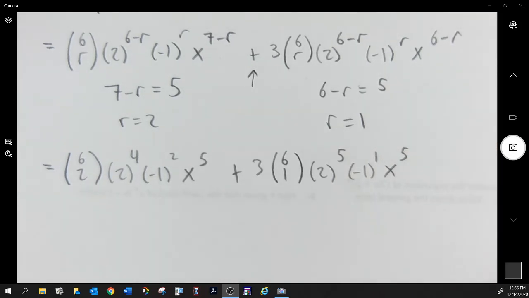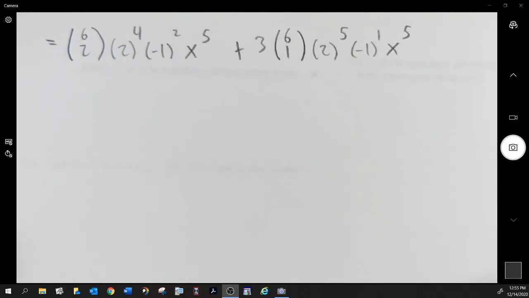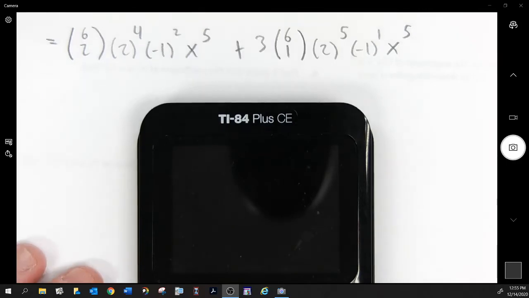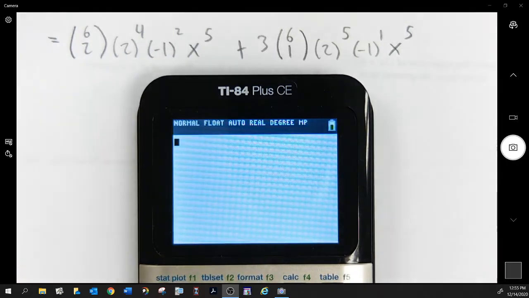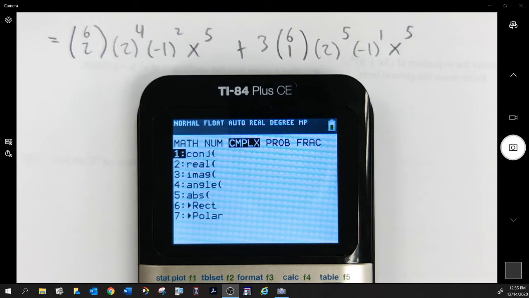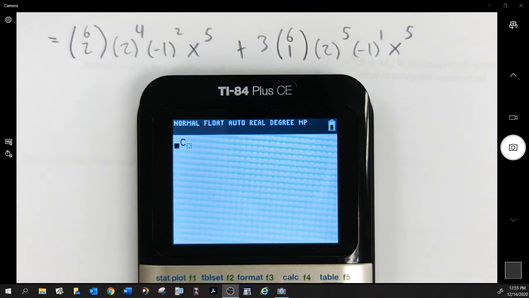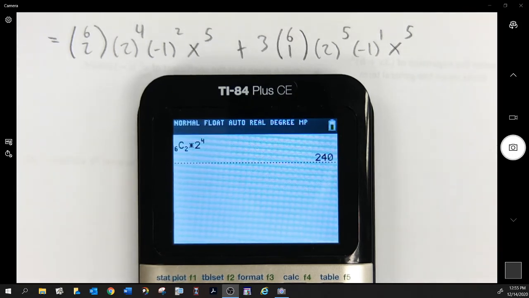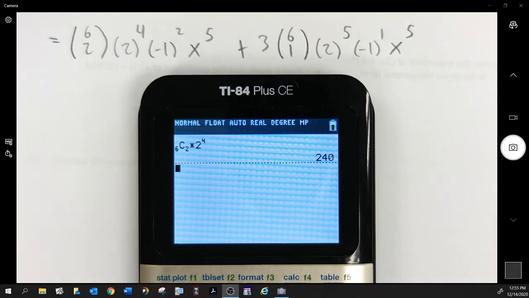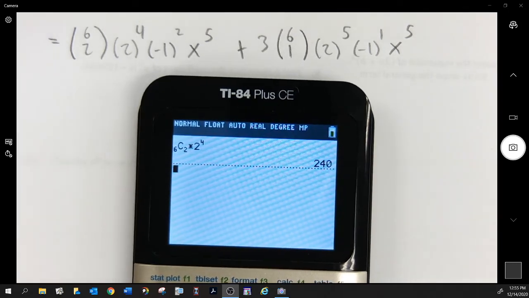We grab our handy dandy calculator and we type those bad boys in. Try to get it on the screen. There it is. So math, probability, nCr, doing 6 choose 2 times 2 raised to the fourth. You could do the times negative 1 squared if you want, but of course that's just 1. So 240 x to the fifth. I'll write that in a second after I move my calculator.